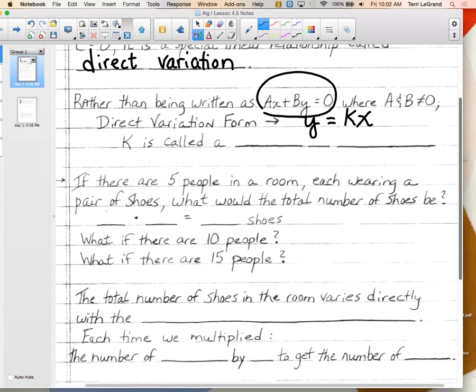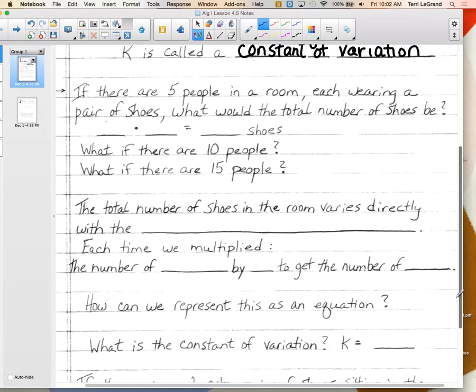Y equals kx. So the y is by itself. Remember, the constant was 0, so there is no constant. And what x is being multiplied by is called the constant of variation. And this is all stuff you should have read when you were SQ3Ringing the lesson for today. In reality, k is the slope. It's the rise over run for that linear relationship. So, constant of variation.